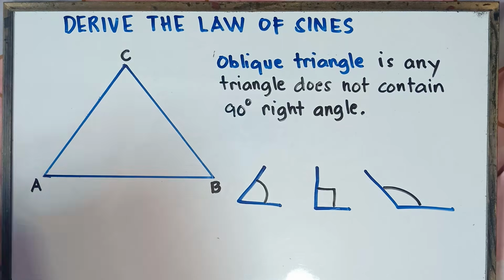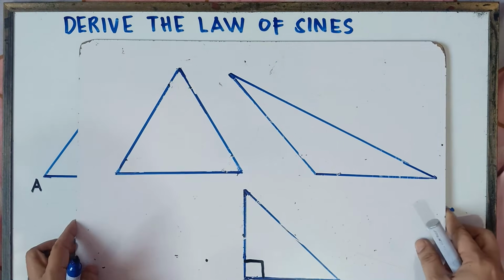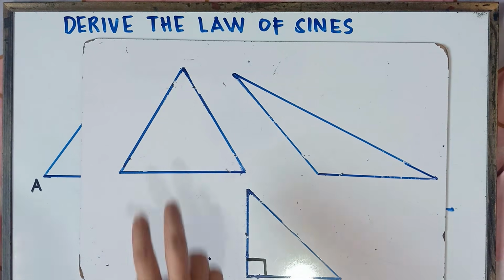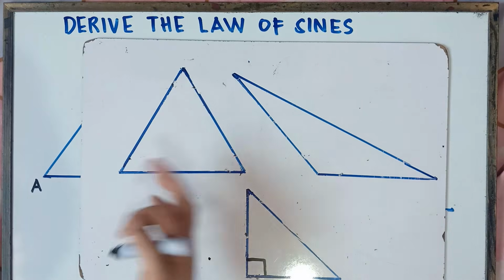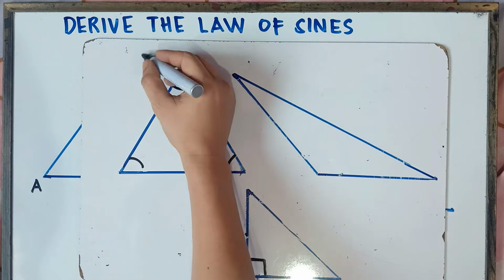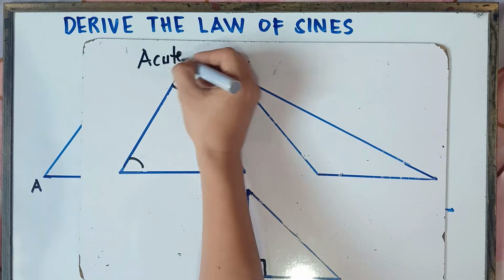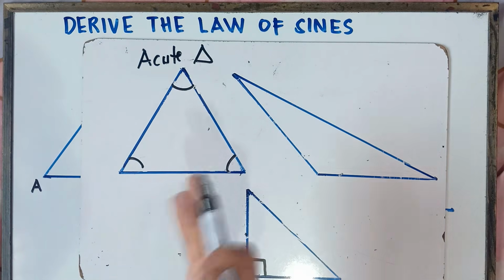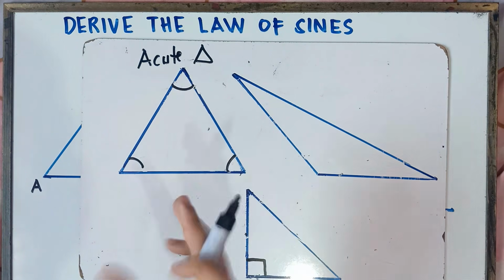Let's recall, class, with regards to the triangle. I have given three triangles, class. What do you call this triangle? Now, if you have three acute angles, therefore, class, we call this one an acute triangle, because we have three acute angles.